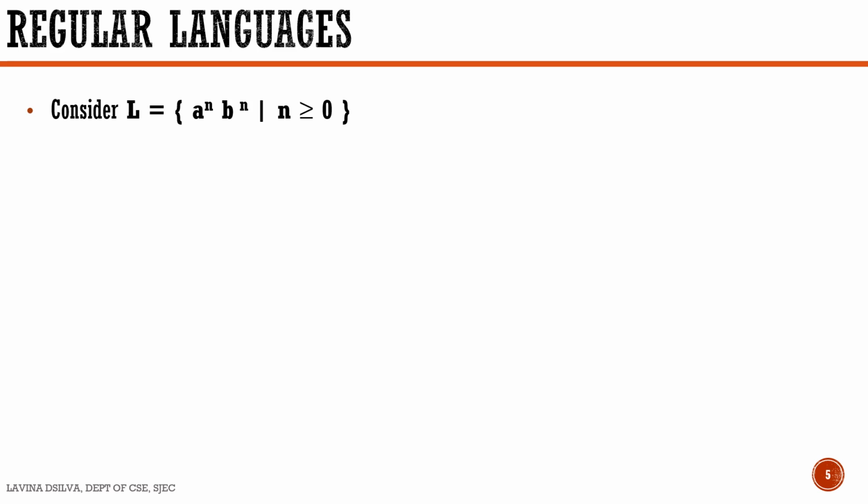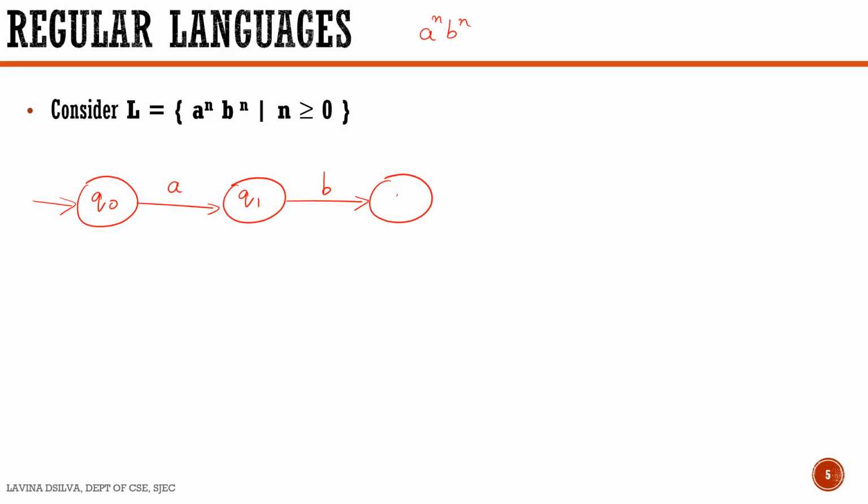Now, for the sake of curiosity, let us try to construct an FSM. Since the string pattern is a to the power n, b to the power n, we will start constructing our FSM like this. We have the start state, which we call Q0, and then we have to see A's. On seeing an A, it goes to another state Q1, and in state Q1 we see a B, and we go to some state Q2, and we say that this is our final state.